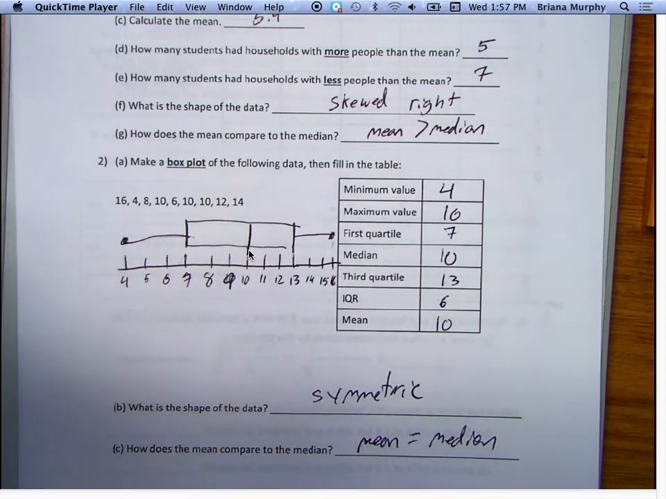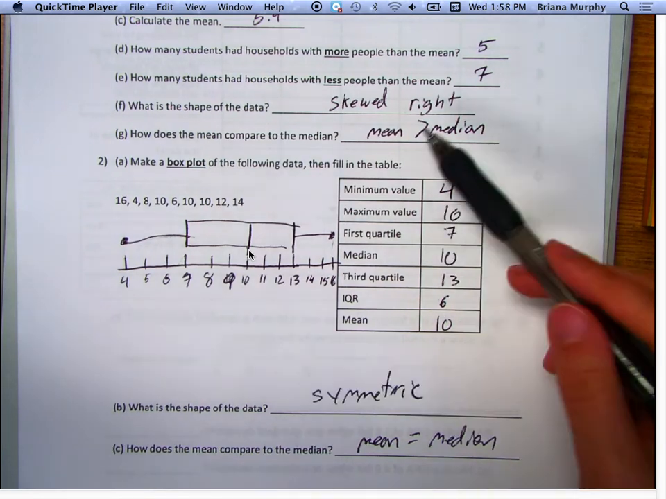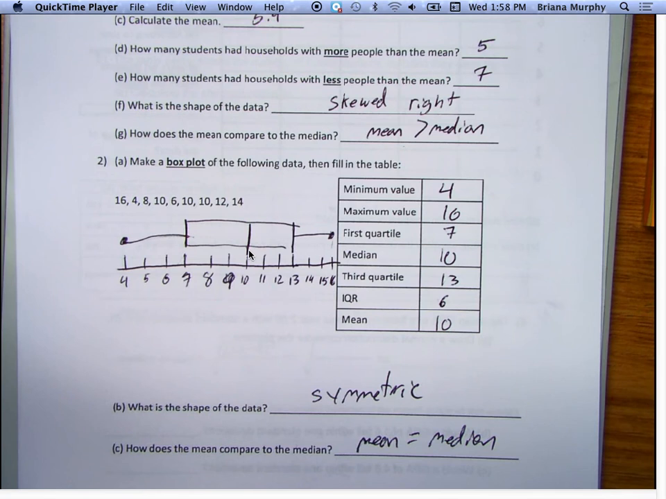Wait, how do I... I'm recording and going over the review. Yes, ma'am. If it was skewed right or something like that, how would you know with the box plot? What the mean and median were. So if it was skewed to the right, the mean would be greater than the median. If it was skewed to the left, the mean would be less than the median. If they're equal, it's symmetric. Got it.